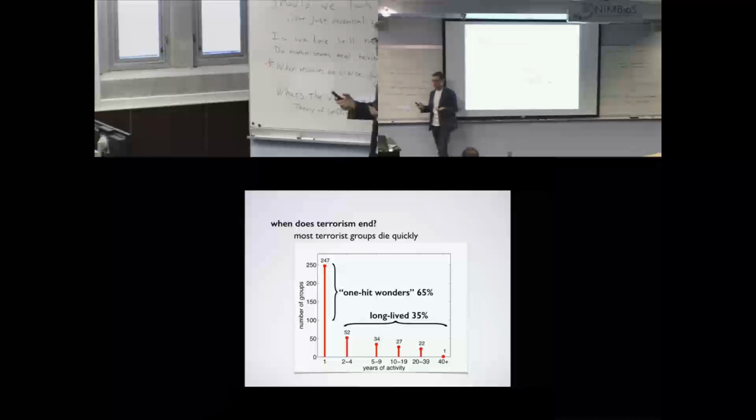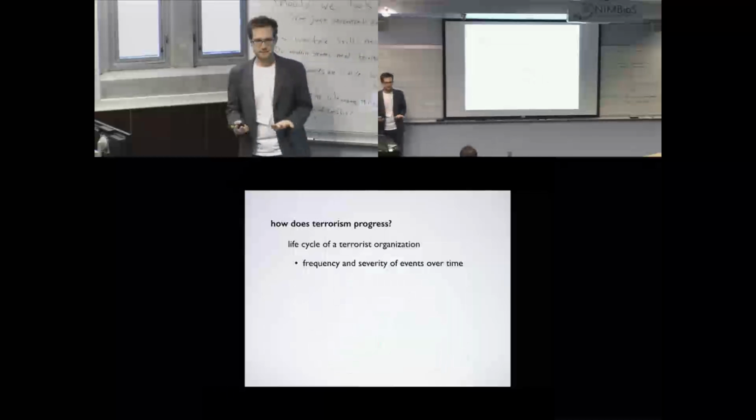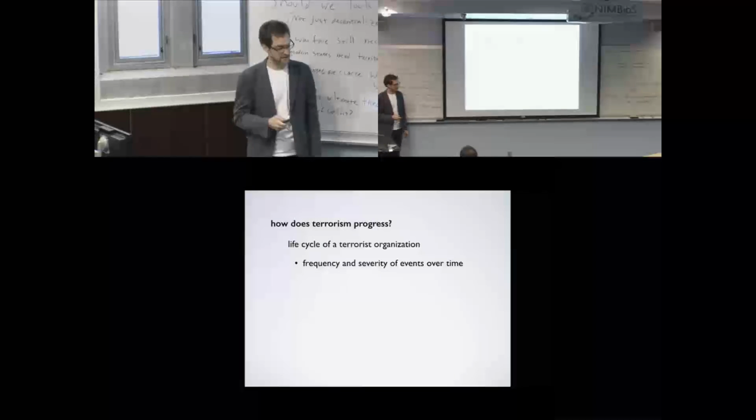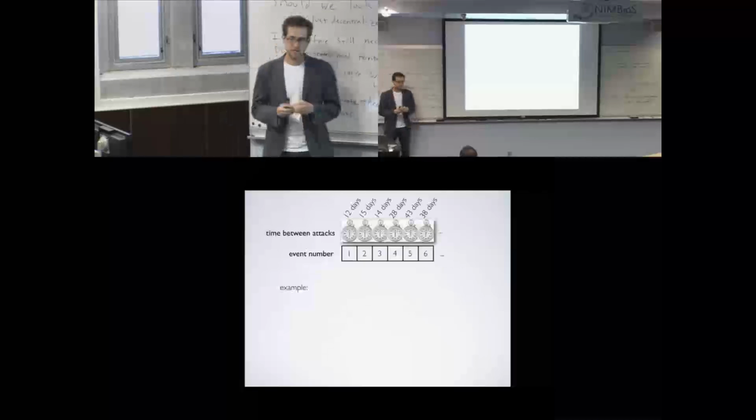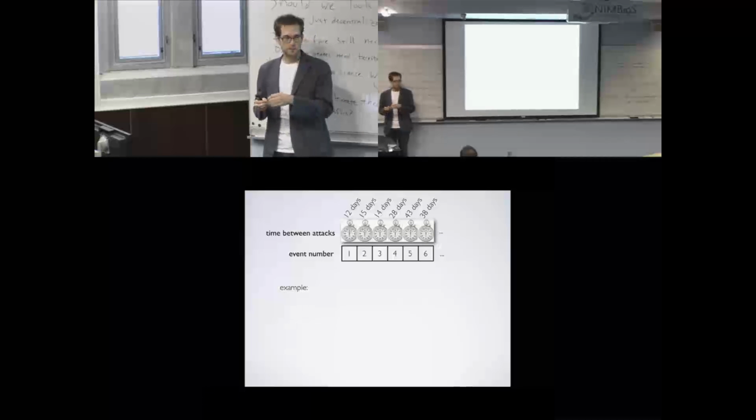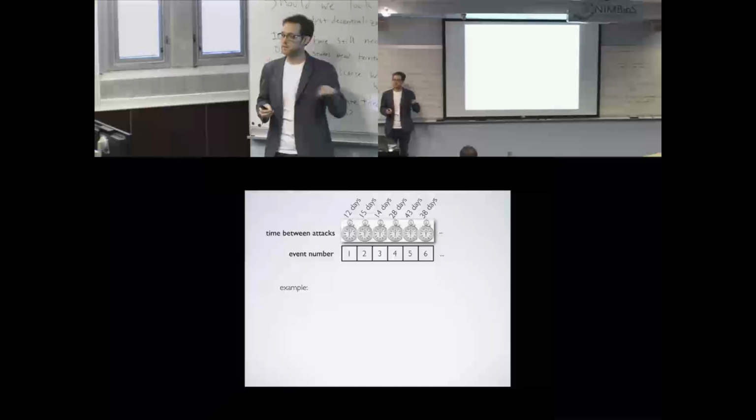Because the question we want to ask is, how does terrorism progress? What's the life cycle of a terrorist group with respect to these measurable variables like frequency and severity of the events? So this is how we're going to do the analysis. We're going to take each bucket of events for a group, and we're going to put them in a sequence. We know the first event, second event, third event, fourth event, because we have the dates. So we have this ordering of the events.